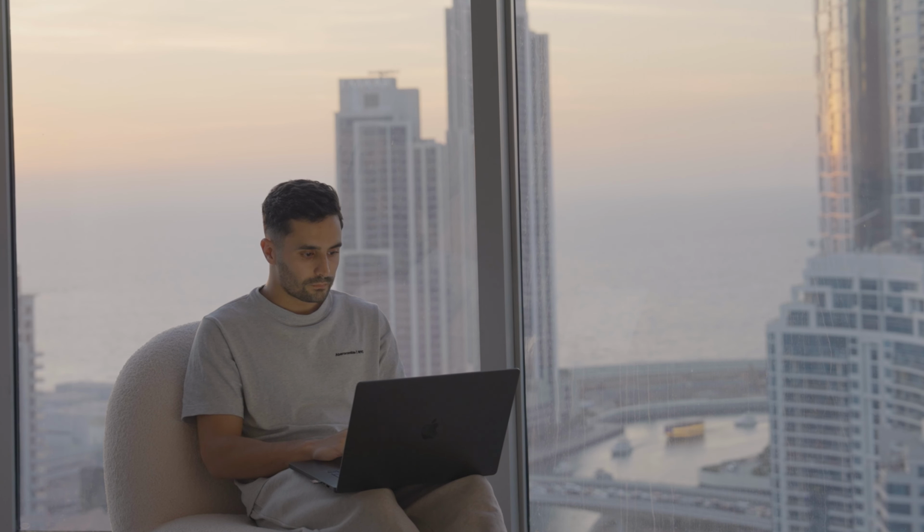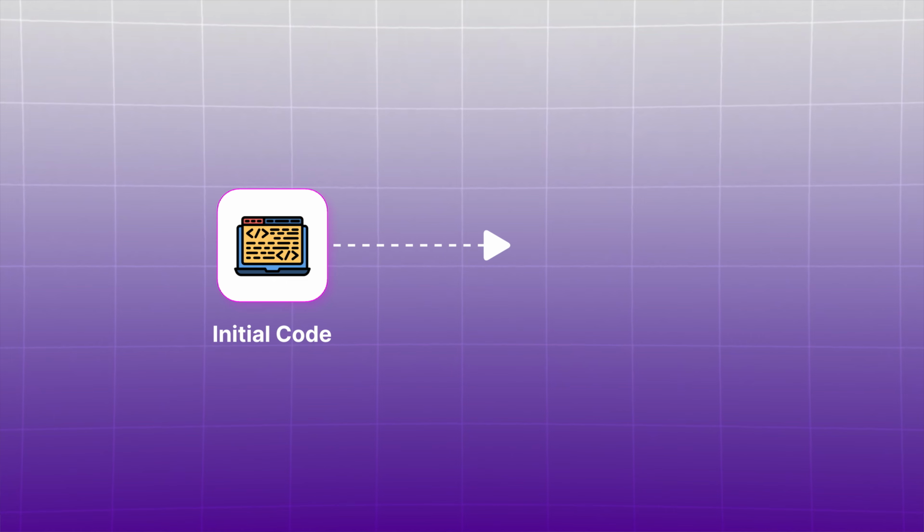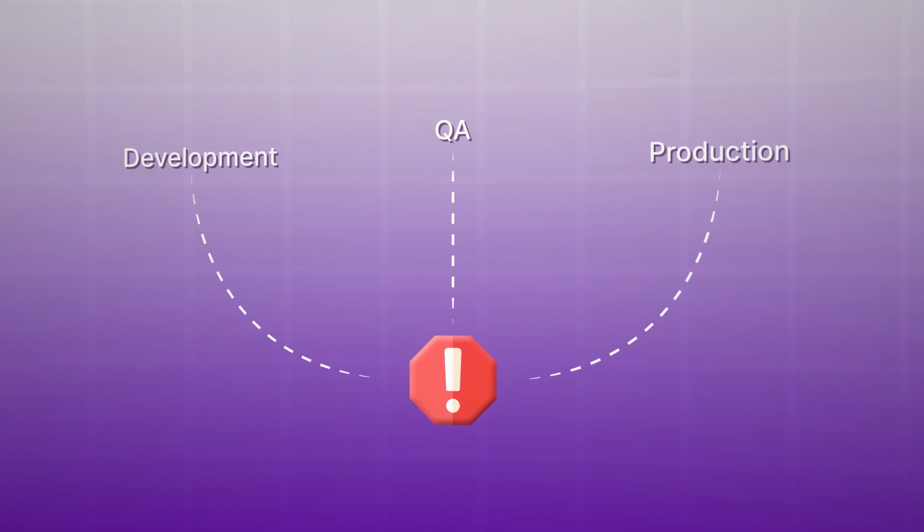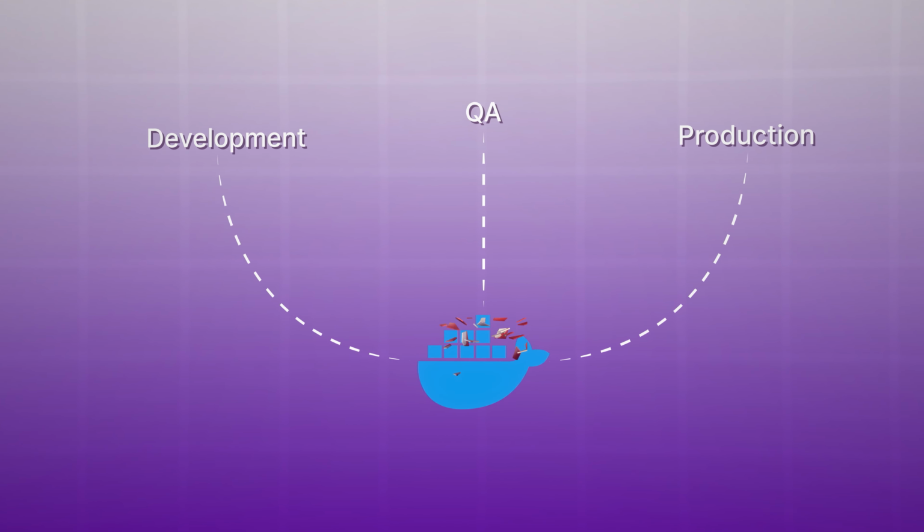But today's world is different. With modern DevOps, software engineers are now responsible for the entire lifecycle of their applications, from writing the initial code all the way through to deployment in the cloud. This means software engineers need to understand not just programming, but also how applications are packaged, deployed, and run in production environments. They need to make sure that applications work consistently across all of the different environments, from development to QA to production.